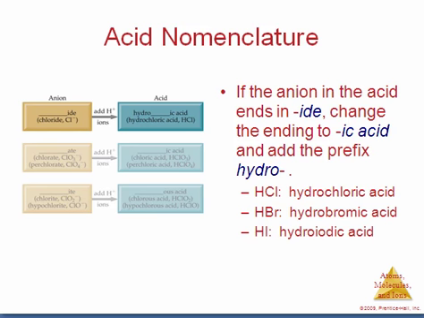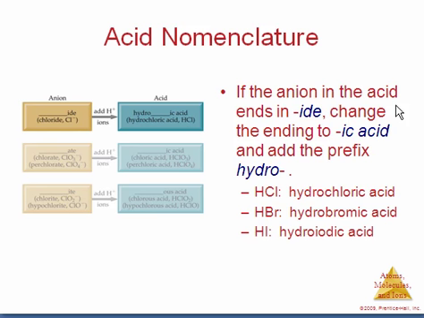One of the reasons it's important to know the nomenclature of anions, particularly polyatomic anions, is it helps with acid nomenclature. Remember, acids are a certain type of chemical that always begin with the letter H. So let's look at some acids and how we can figure out how to name them based on the anion.